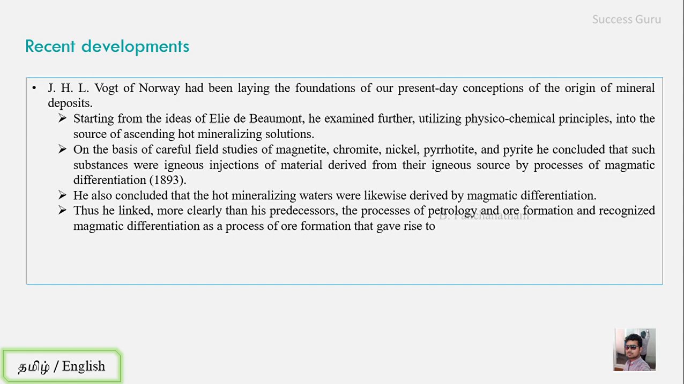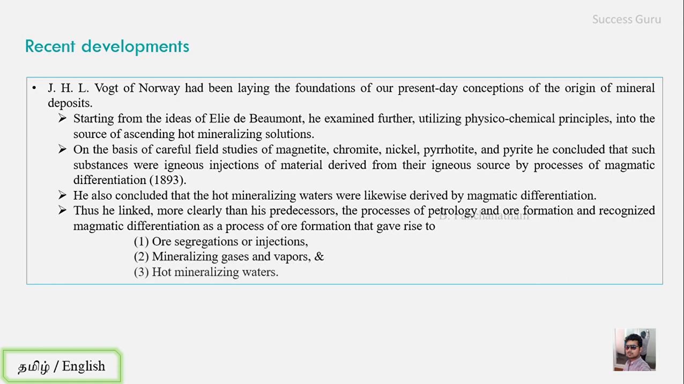Thus, he linked the processes of petrology and ore formation more clearly than his predecessors, and recognized magmatic differentiation as a process of ore formation that gives rise to ore segregation or injection, mineralizing gases and vapor, and hot mineralizing water. So he is the first to propose the origin of the process of petrology, and that links with the origin of mineral deposits in terms of ore segregation or injection, mineralizing gases and vapor, and hot mineralizing water. These are some of the recent developments I wanted to show you.